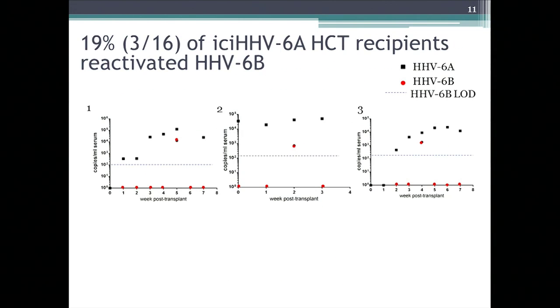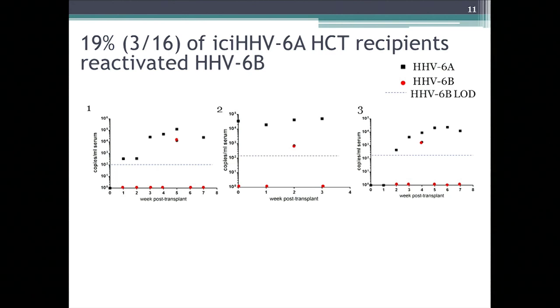And so I'm showing the results here. 19% of those, so 3 out of the 16 ICI HHV6A HCT recipients, did have a reactivation event for HHV6B. And shown here in red is the HHV6B viral load, and in black is the HHV6A from the integrated form.